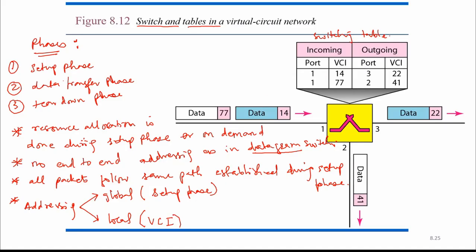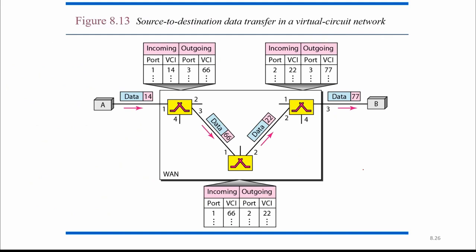Similarly, for the second data having a VCI 77, it is already mentioned that 77 will be coming from port 1 of the switch. Then once it is going out, it should go out from port 2 with a VCI of 41. So this is VCI 41. This is how the switching table is helpful for directing particular data.